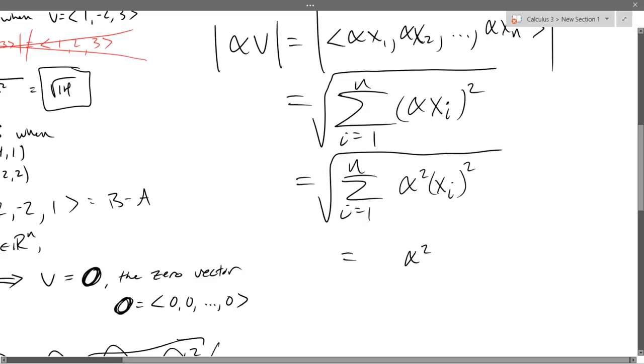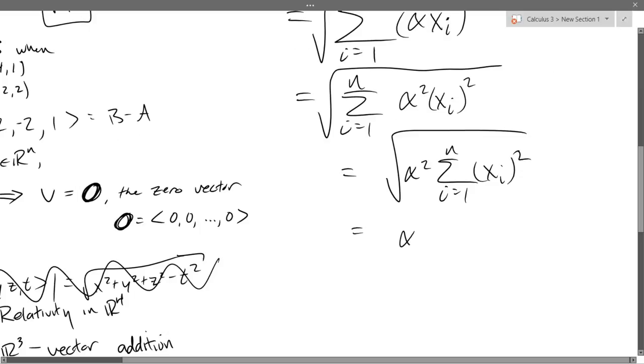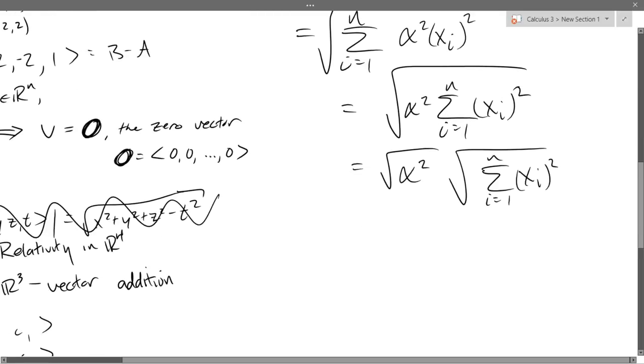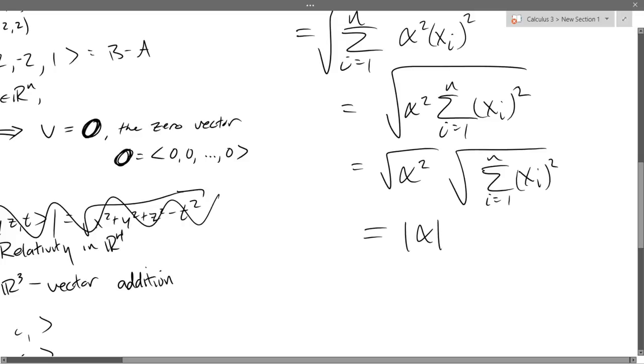So we're going to have alpha squared times the summation i equals 1 to n of xi squared, square root. All right, we're almost there. So I'm going to break the square root up across the alpha and the summation. What is the square root of alpha squared? So the square root of alpha squared is the absolute value of alpha. If you square it, it'll become positive. Then you square root it, it'll go back to the positive version. It won't go back to the negative version. And the second part is magnitude v right there. So that's just regular magnitude v.